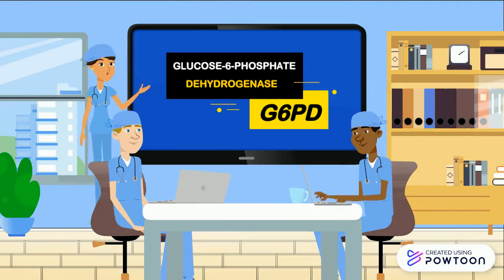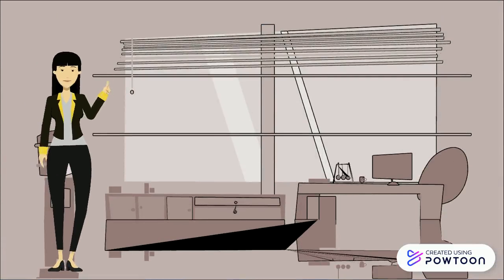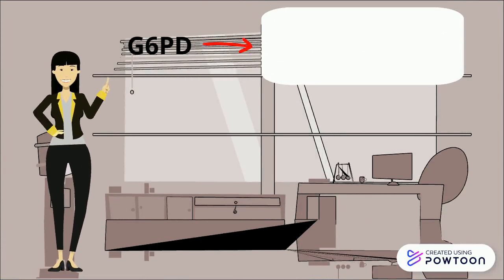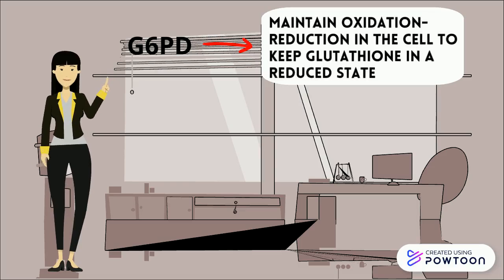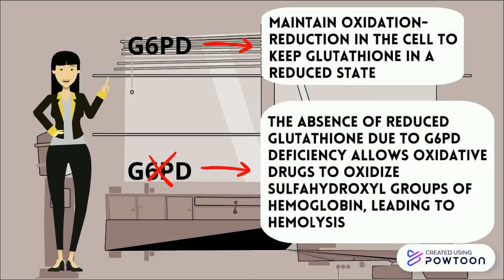Here is our first example, which is G6PD. G6PD, or known as glucose 6-phosphate dehydrogenase, is used to maintain oxidation reduction in the cell. The absence of it will lead to deficiency and allow oxidative drug to oxidize and cause hemolysis.